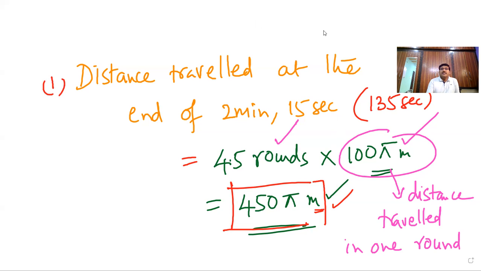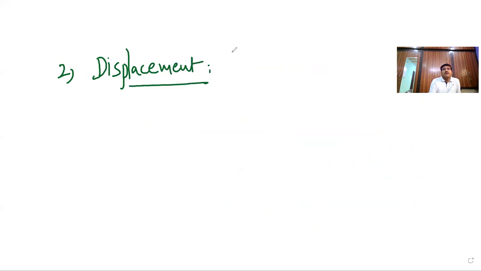Now, he needs the displacement also. Second one is displacement. Okay. Observe. This is the round track. Suppose person is here at A. Now, how many rounds at the end of 4.5 rounds?